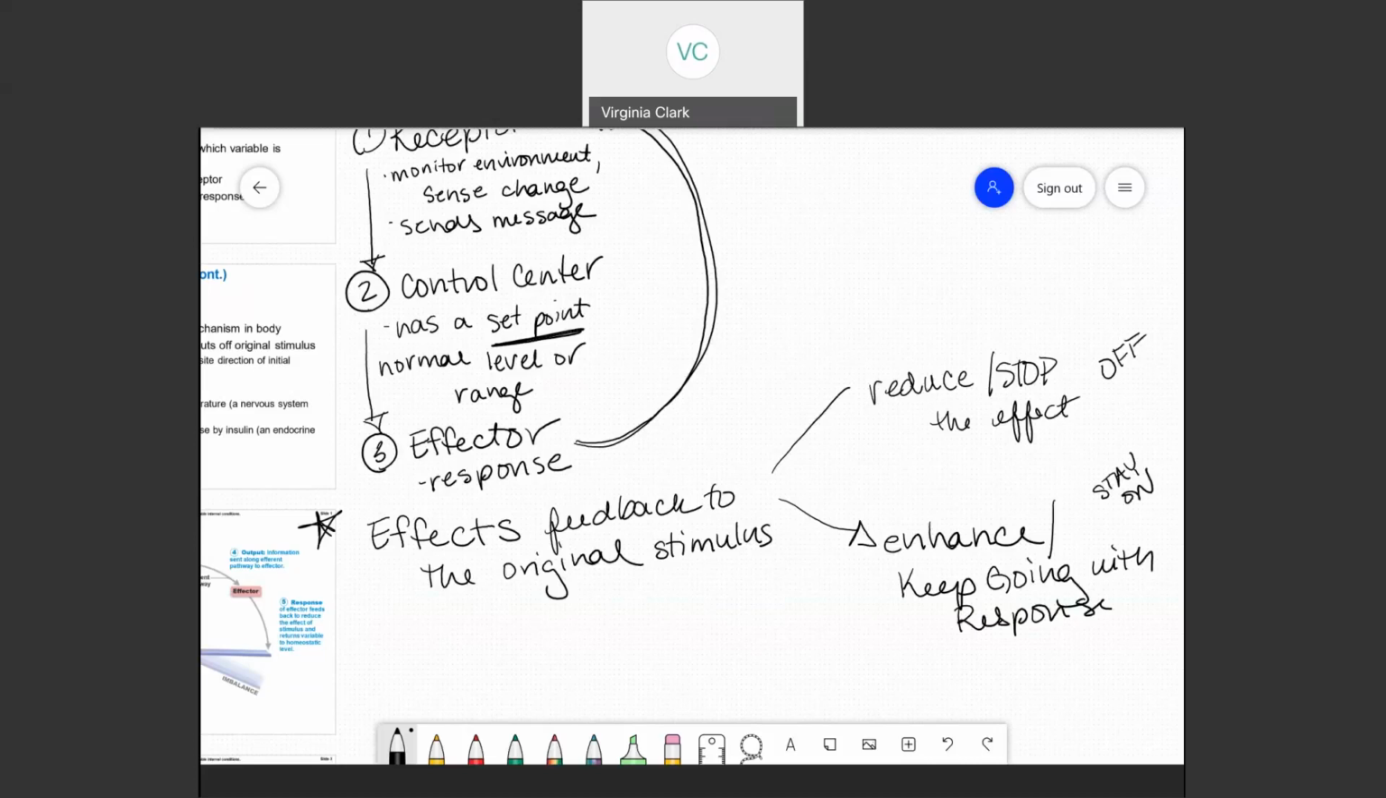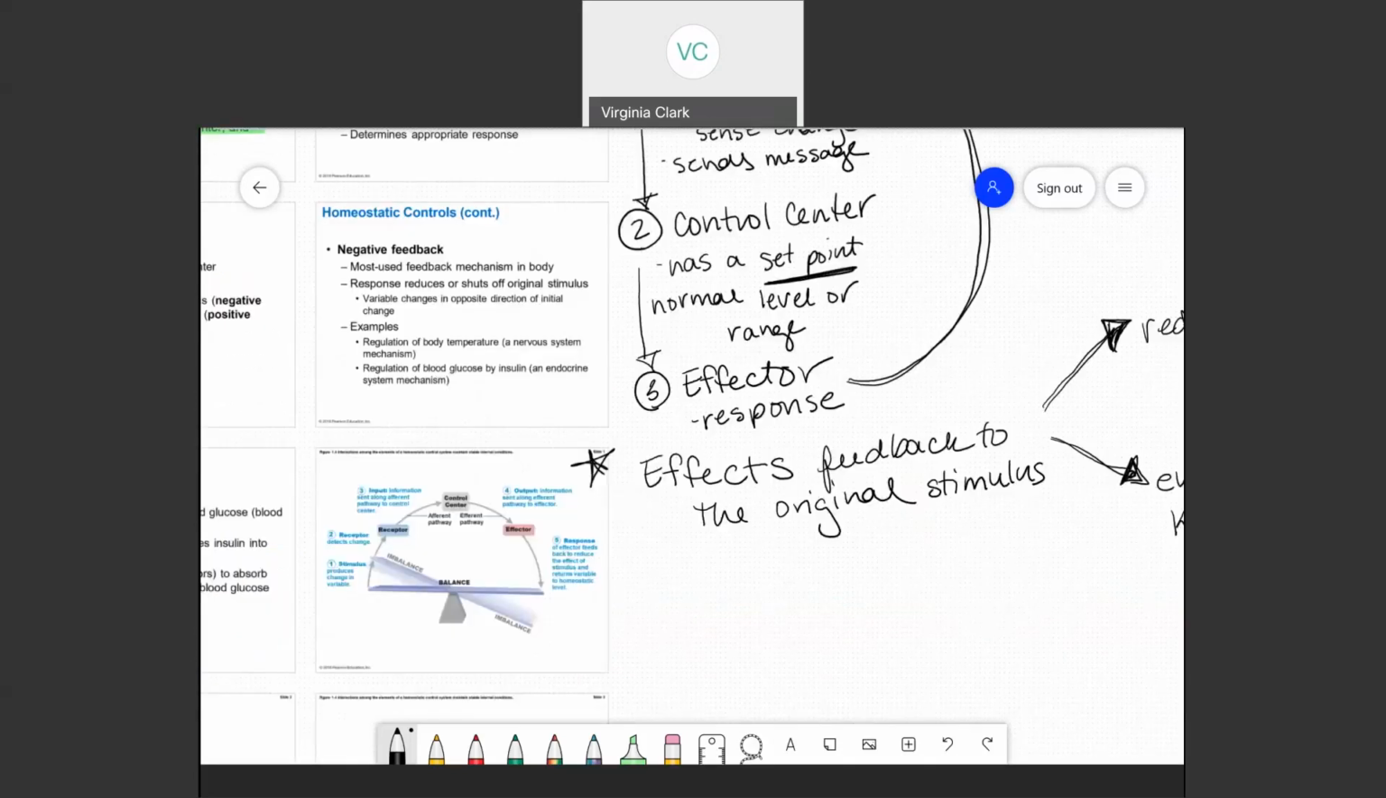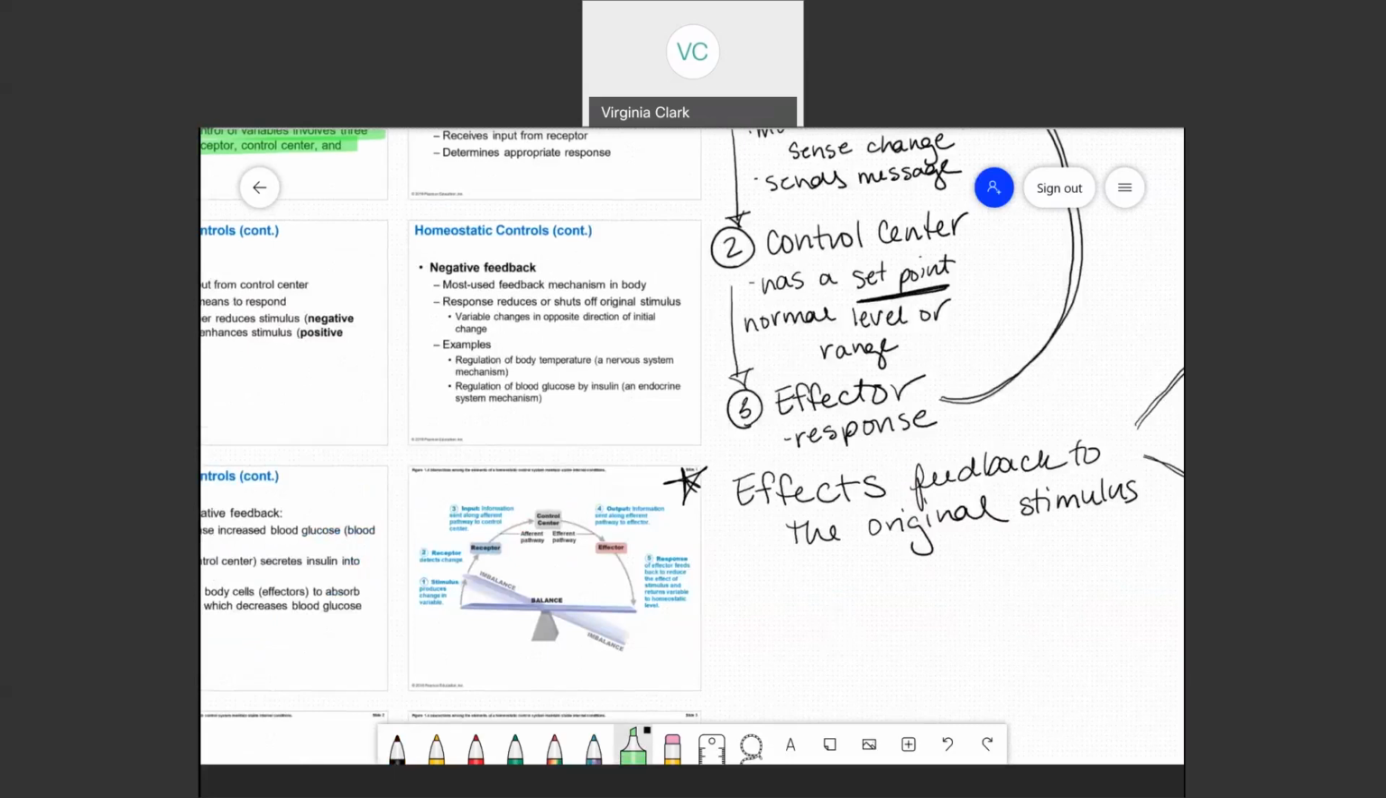When you feed back this response, the receptor picks it up. It is either going to get the message, oh, hey, we're going to stop because we're all good, or, nope, we're going to keep going with the response, and essentially we're going to do more of it. We're going to enhance it. So those are the two types of effect, and these two types of effect have two different names. You can either stop or you can enhance. The first type we're going to talk about is called negative feedback.